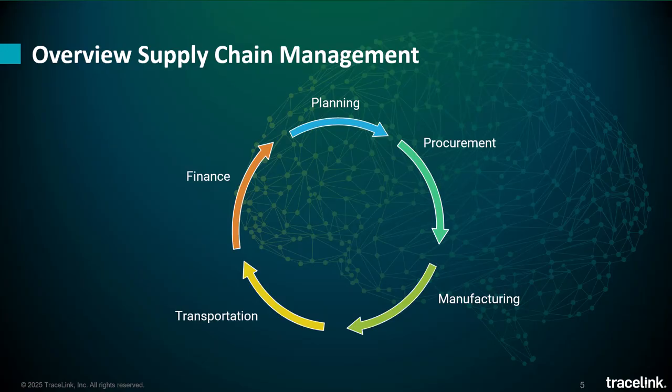So we'll begin with a high-level overview of supply chain management to set the context for our session. Supply chain management is the end-to-end coordination of activities involved in sourcing raw materials, transforming them into finished goods, and delivering those goods to customers. It spans across planning, procurement, manufacturing, transportation, and finance.